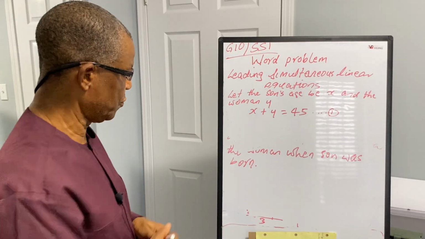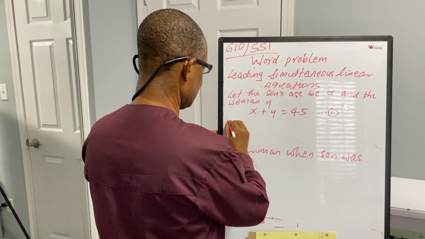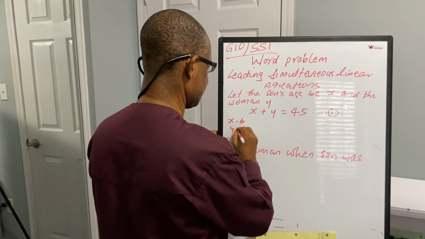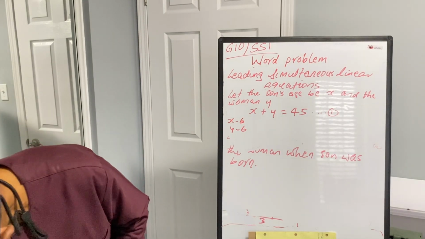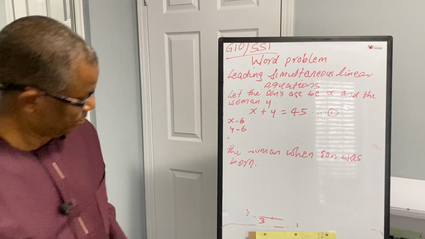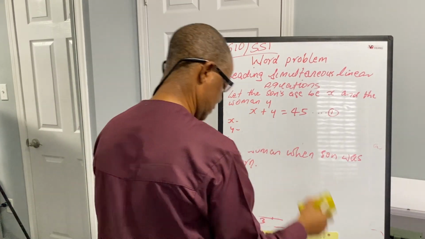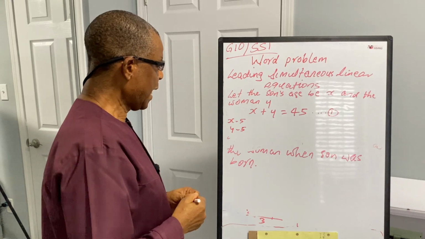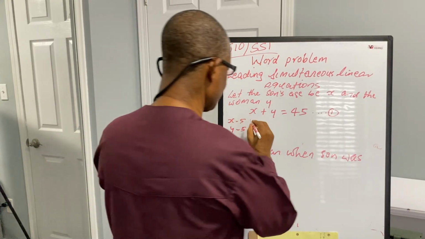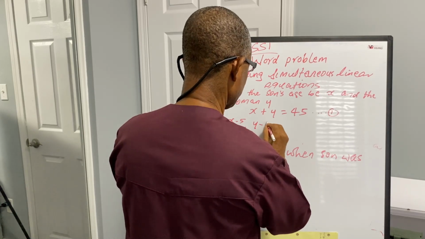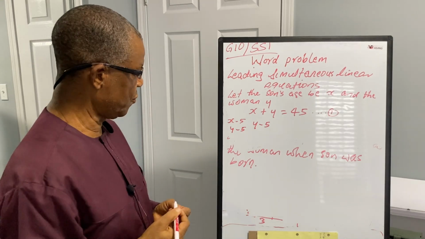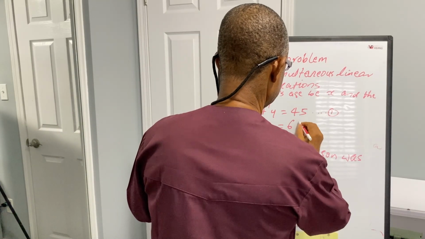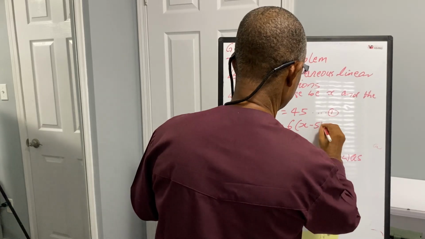And then 6 years ago, the son will be X minus 6, and the mother will be Y minus 6. Okay, permit me to make a correction: it is 5 years ago, according to the question. Now, the woman 5 years ago was Y minus 5. And by this time, she was 6 times X minus 5.